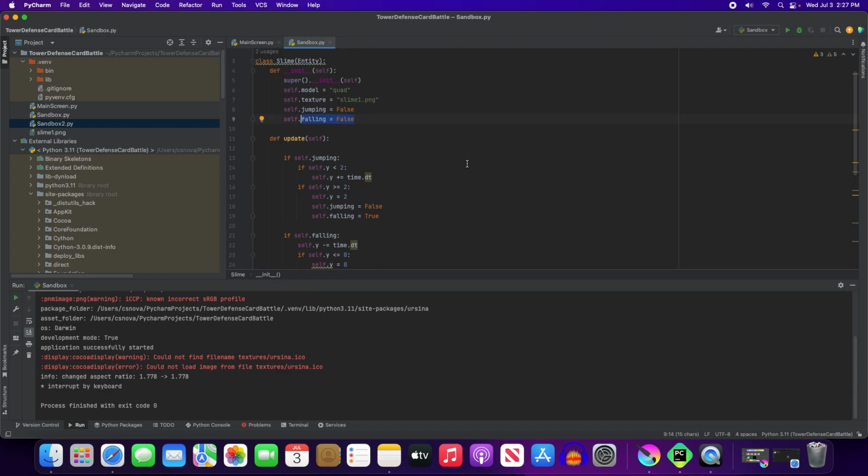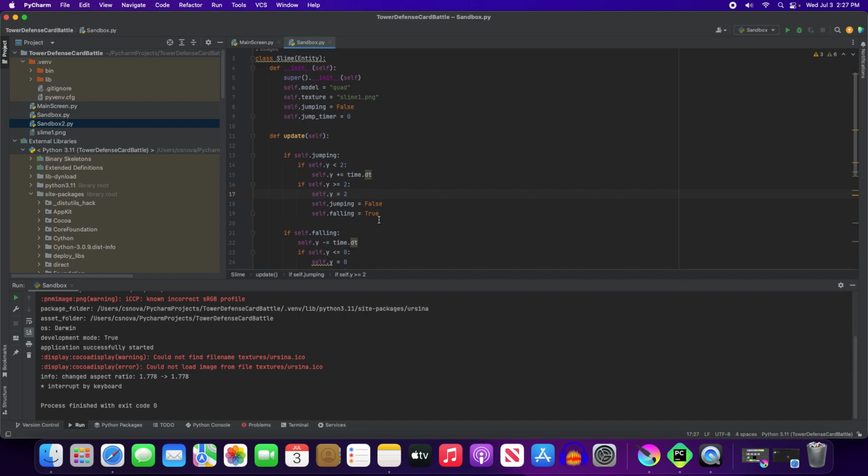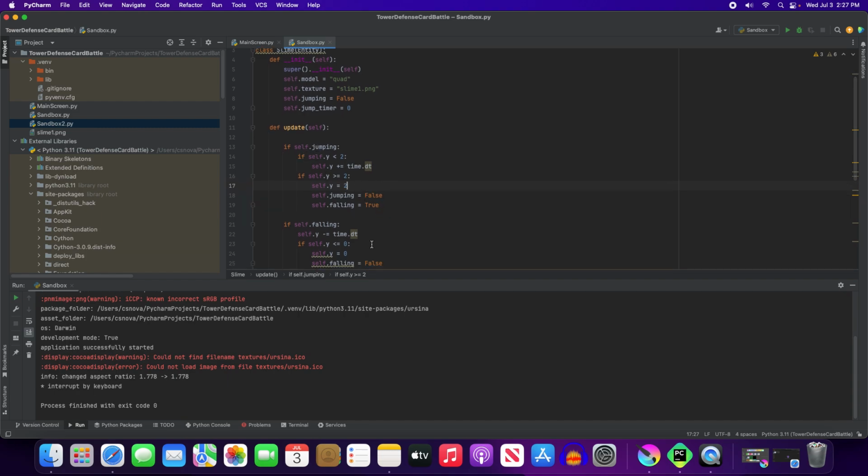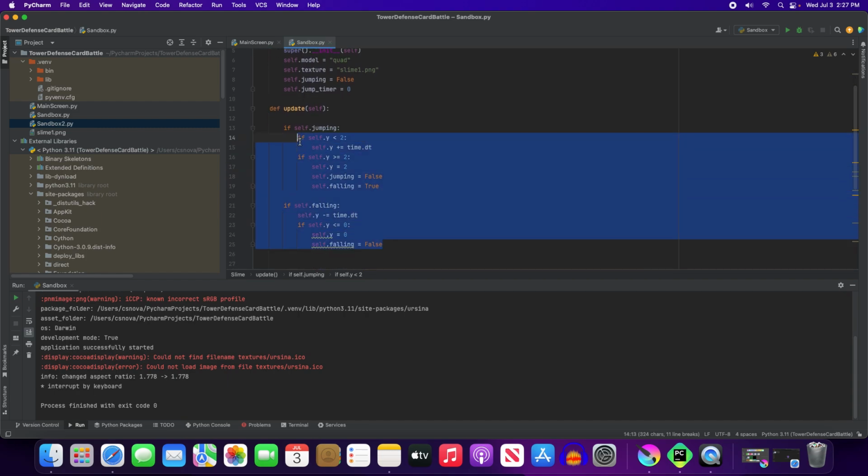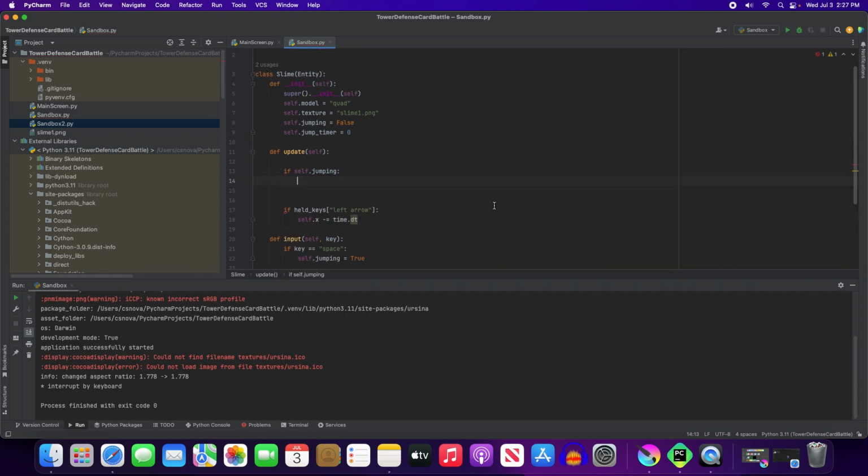But what I want is some sort of counter. So I'll call it jump, how about jump timer? And we're going to set it equal to 0. So now, let's actually just delete all of this. So if self.jumping, then we're going to say self.jump timer plus equals time.dt. And this is going to be just the backbone for how we jump up and then jump back down. So we want to increase that.